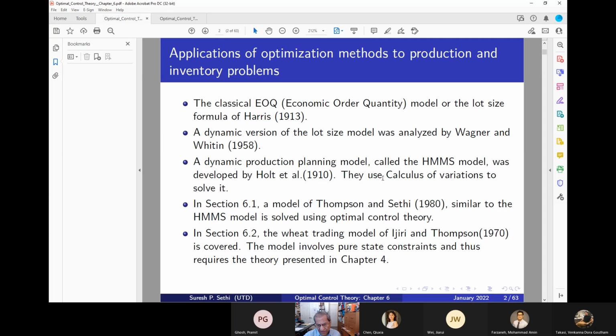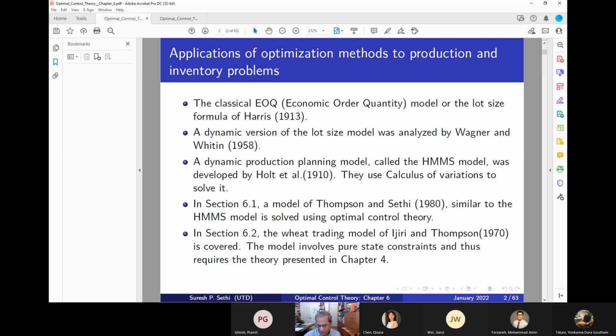And they use calculus of variations to solve it. And remember, we connected calculus of variations with optimal control in chapter 1, at least by some words. And section 6.1 is a model by Thompson and Sethi. Thompson was my PhD advisor, one of the two PhD advisors. And that was similar to the Holt, Modigliani, Muth, Simon model, but we solve this using optimal control.